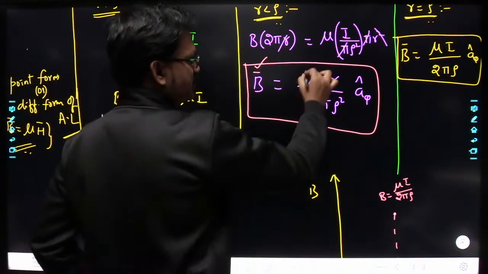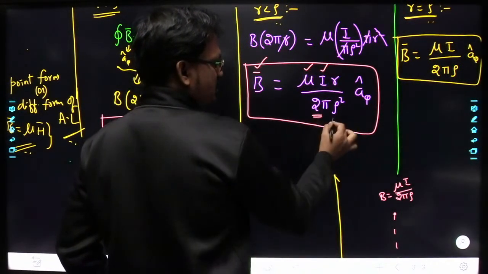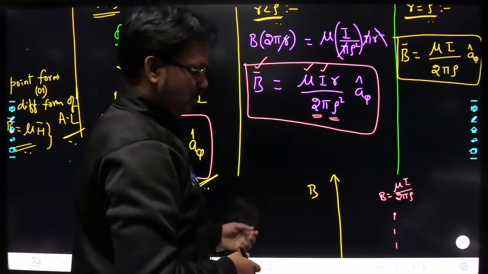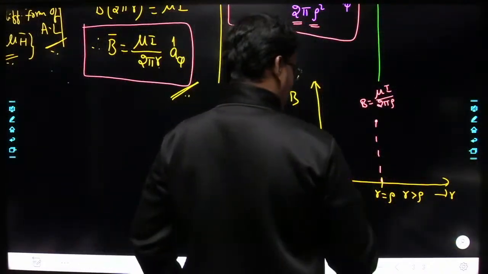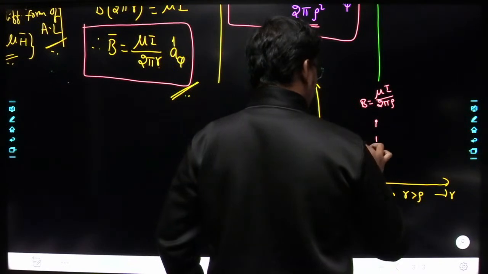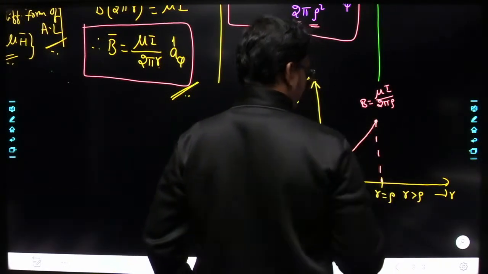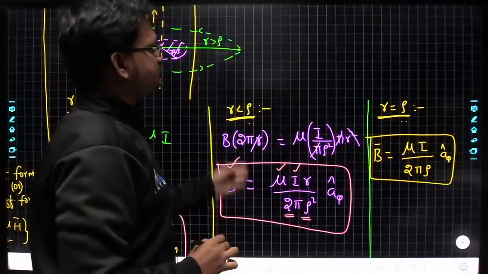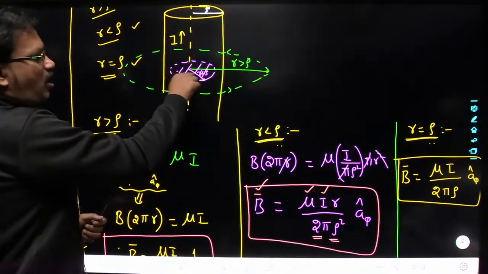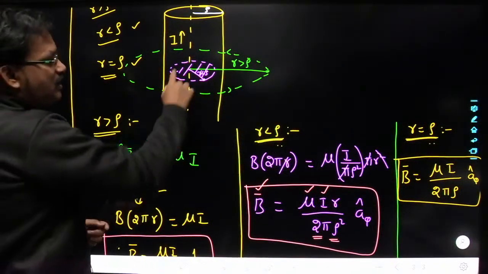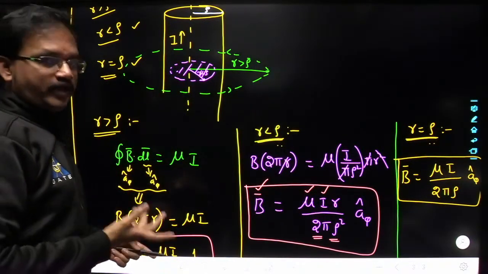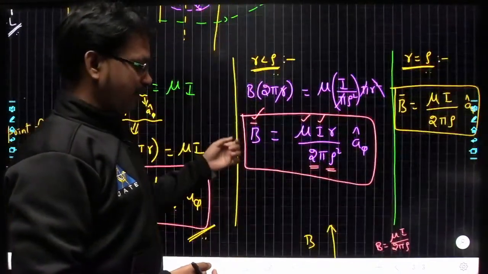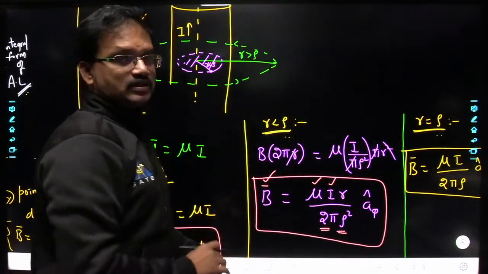If you observe this expression, mu is constant, I is constant, 2 pi is constant, and rho is also constant. So B is proportional to R. That means inside the wire, as R increases, the B field is also going to increase. Why? Inside the cylindrical wire, as R increases, the current enclosed by the loop also increases, and hence B field is proportional to R. So inside the wire, it will become maximum on the surface of the wire.